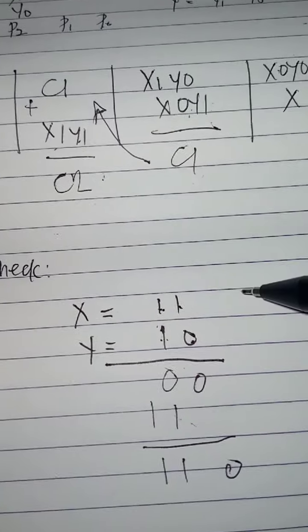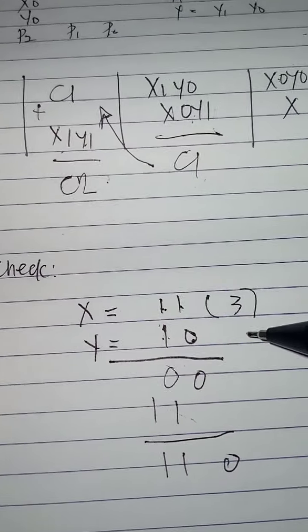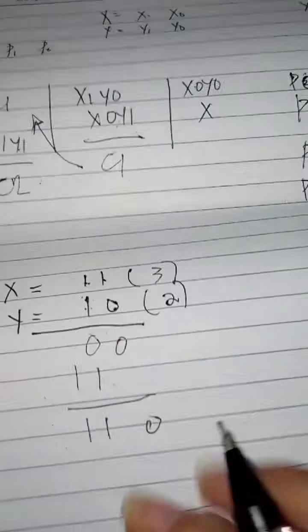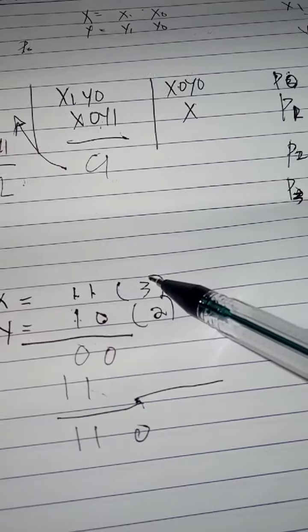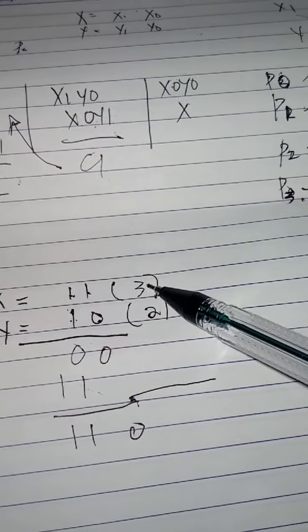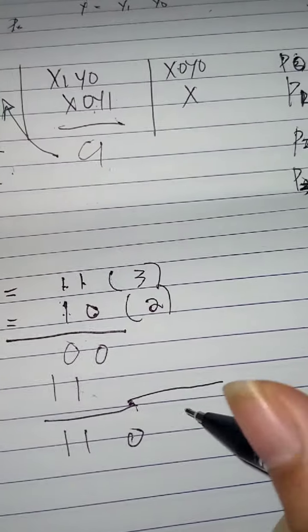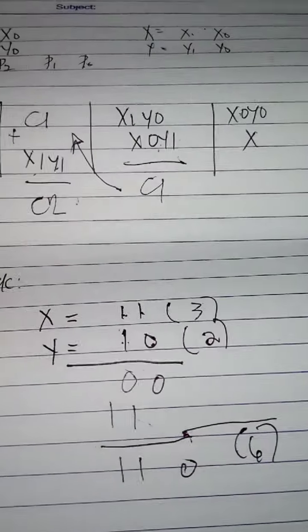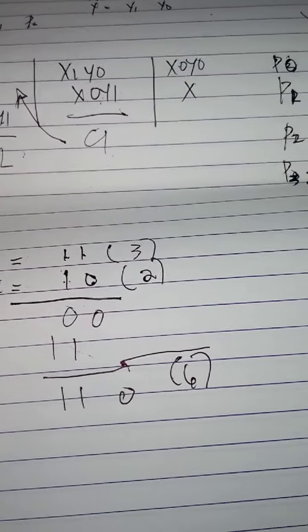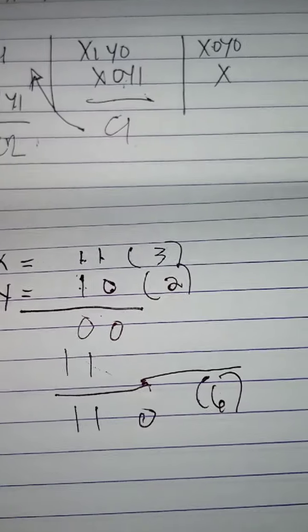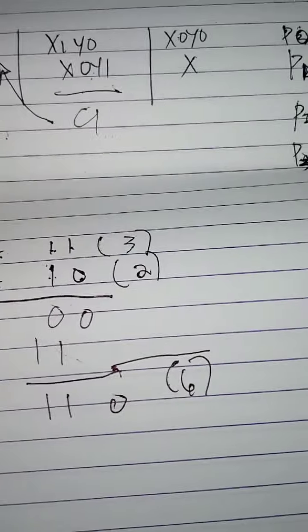So here we have 3 and then 2. Of course, we also need to multiply the two numbers. So 3 times 2 equals 6. So now let's proceed to the multi-logic to see the outcome.